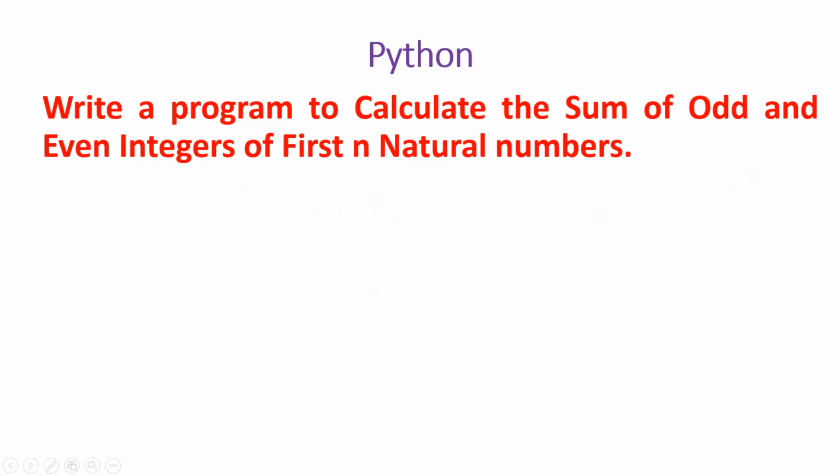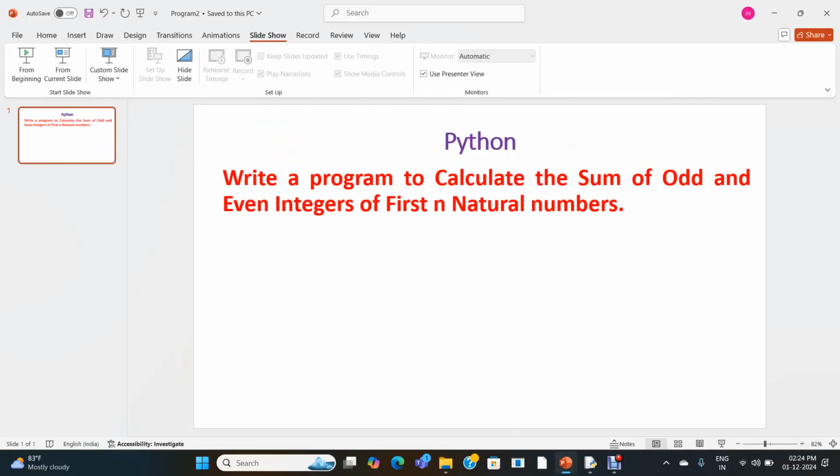Hello friends, we are going to write a Python program to calculate the sum of odd and even integers of first n natural numbers. N is the range you have to obtain from the user. From 1 to n, you have to calculate the sum of even numbers and the sum of odd numbers. We will see the demo.